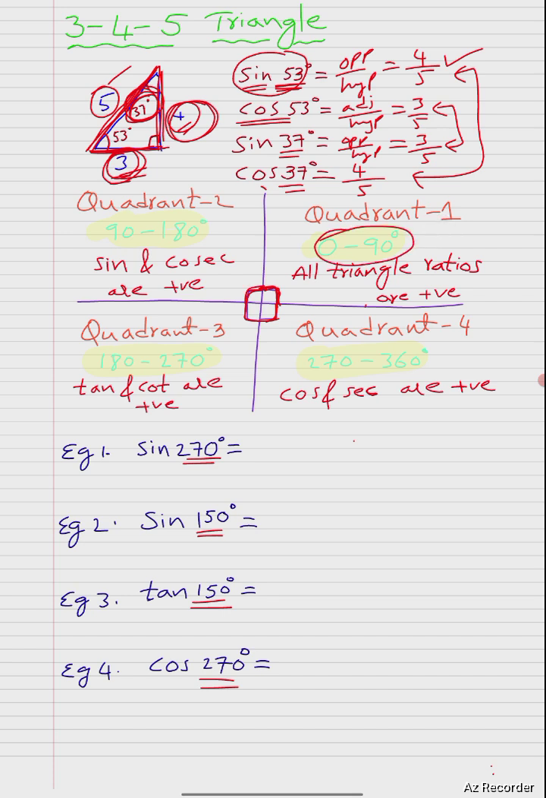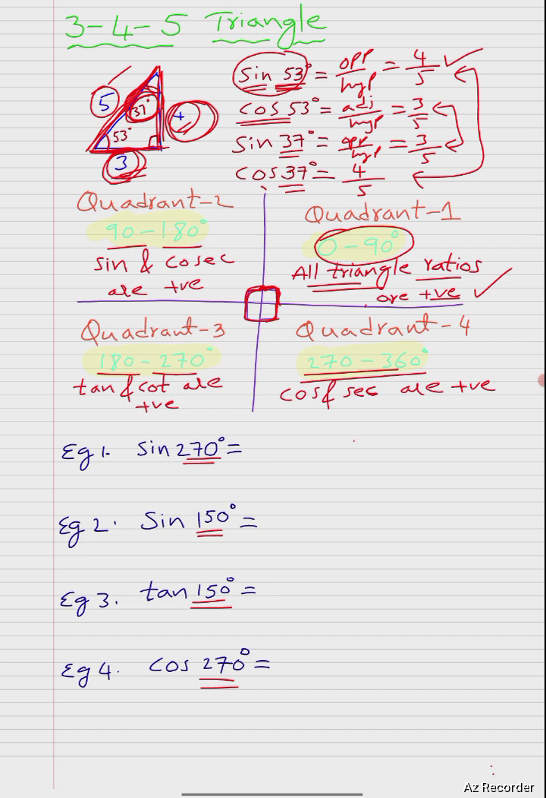Second quadrant is from 90 degrees to 180 degrees. Third quadrant 180 to 270 degrees. Fourth quadrant 270 to 360 degrees. In the first quadrant, all the trigonometric ratios are positive. That means sine, cos, tan, cosecant, secant, cot, all are positive.